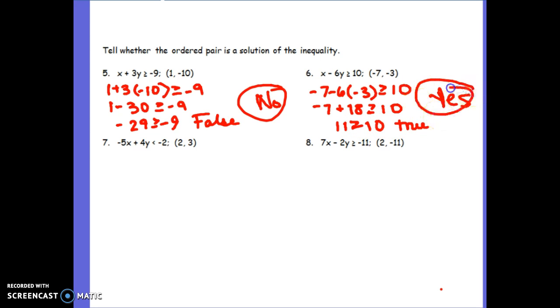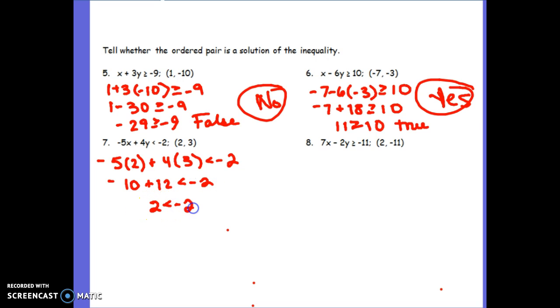It is a solution. Number 7, negative 5 times 2 plus 4 times 3 is less than negative 2. Negative 10 plus 12 less than negative 2. Okay, 2 is less than negative 2, and that would be a false statement. So that would be a no.